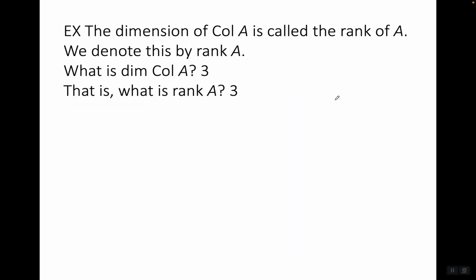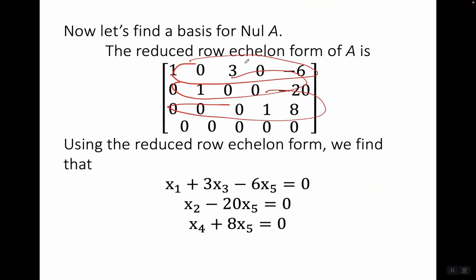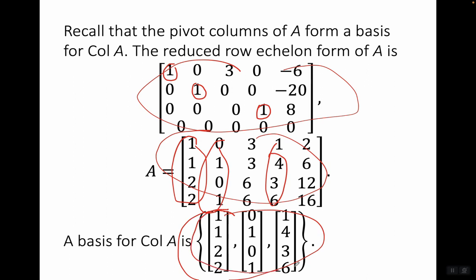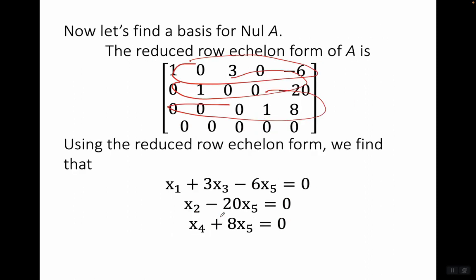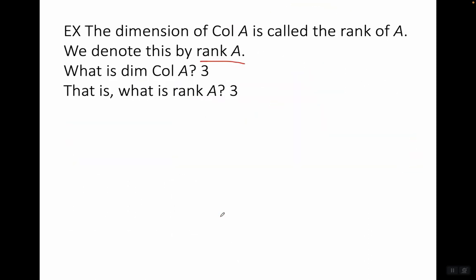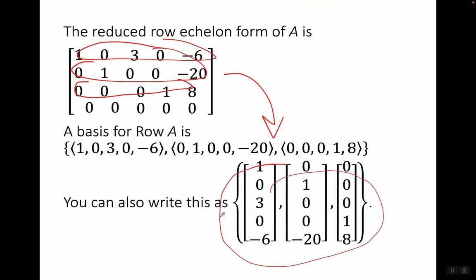The dimension of the column space of A is called the rank of A. We denote this uncreatively by rank A. What's the dimension of the column space of A? That's going to be 3. Here's why. Because we saw that a basis for the column space of A has 3 vectors in it. Therefore, the dimension of the column space of A is 3. That is, what is the rank of A? That's also going to be 3, because the dimension of the column space is what we call the rank. What is the dimension of the row space of A? That's also 3. Here's why. Because when we found a basis for the row space of A, we found that it had 3 vectors in it. Therefore, the dimension of the row space of A is 3.